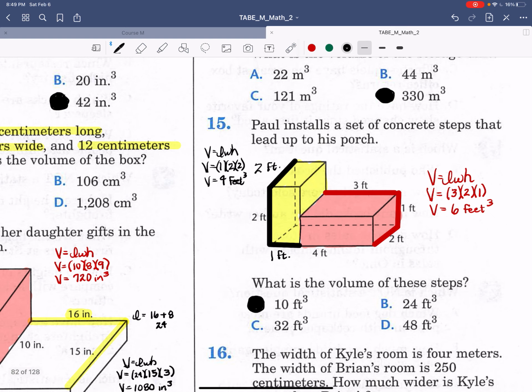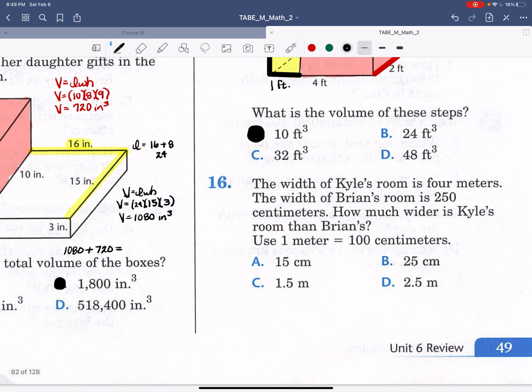Okay, last but not least, the width of Kyle's bedroom, or Kyle's room, is 4 meters. The width of Brian's room is 250 centimeters. How much wider is Kyle's room than Brian's? These are not very big rooms.